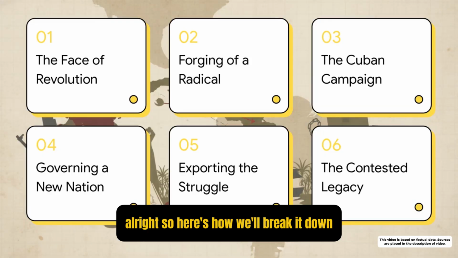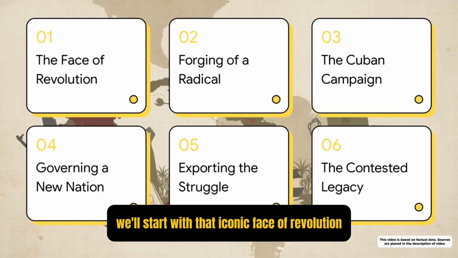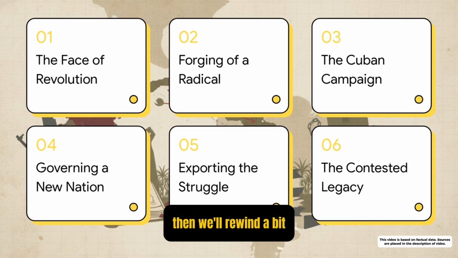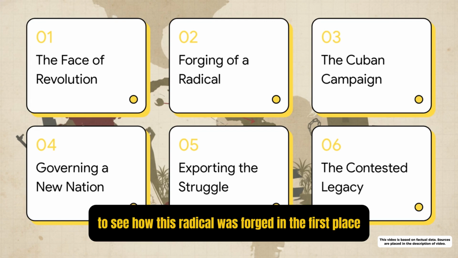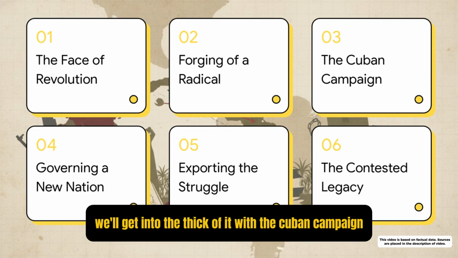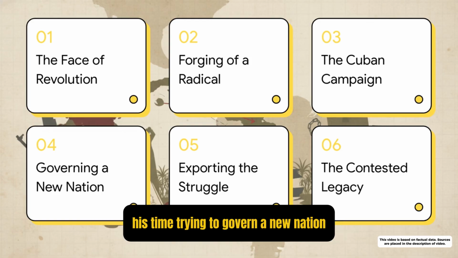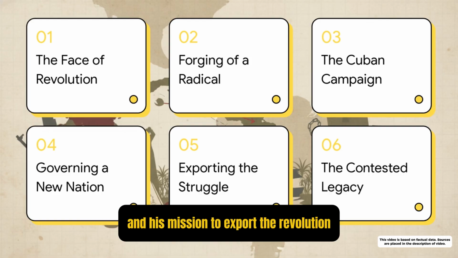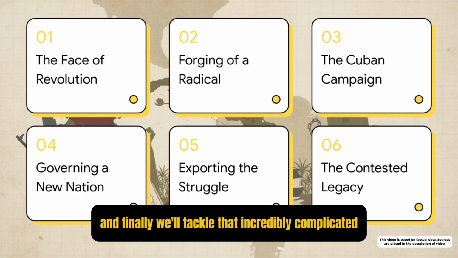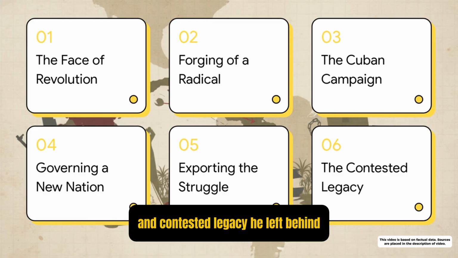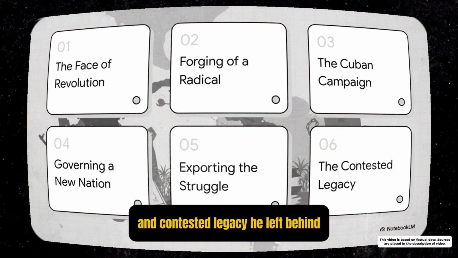All right, so here's how we'll break it down. We'll start with that iconic face of revolution. Then we'll rewind a bit to see how this radical was forged in the first place. After that, we'll get into the thick of it with the Cuban campaign, his time trying to govern a new nation, and his mission to export the revolution. And finally, we'll tackle that incredibly complicated and contested legacy he left behind.